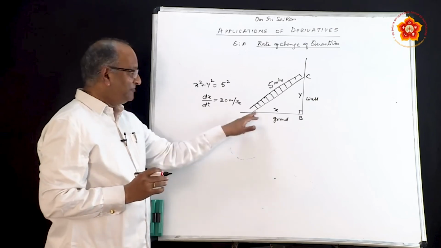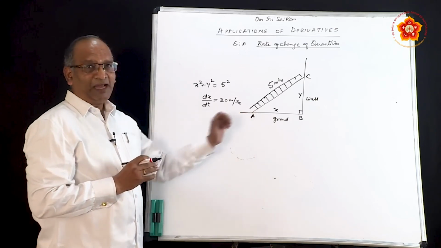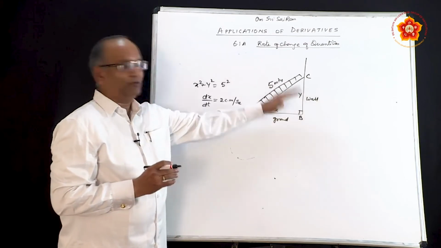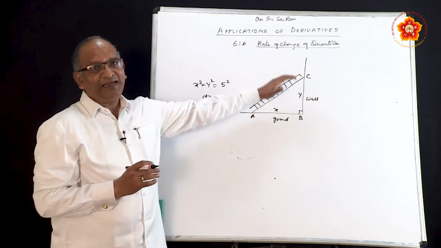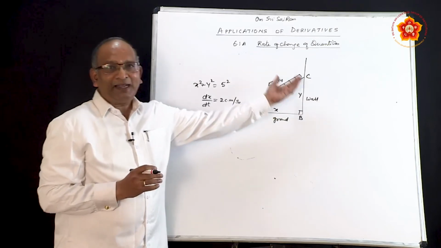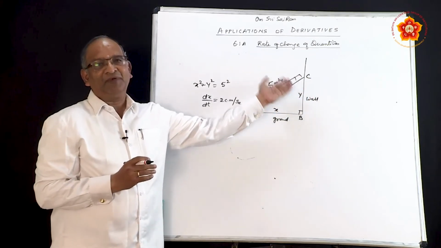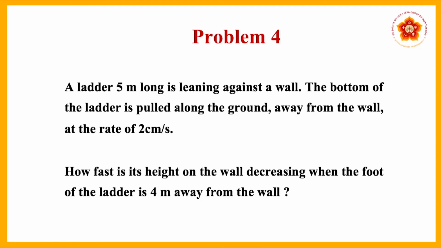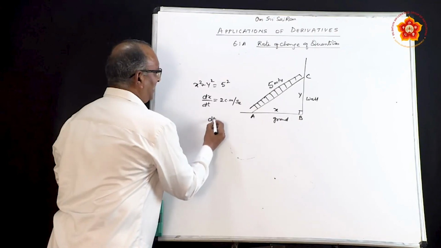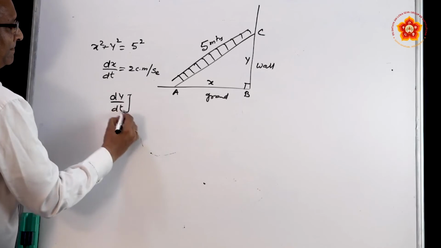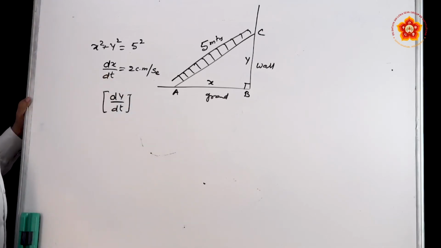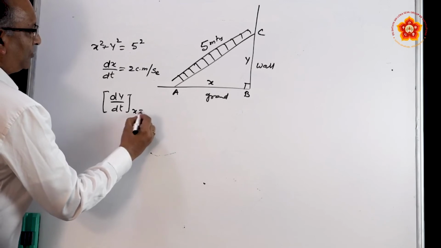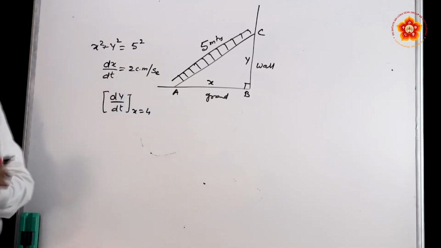What will happen if the ladder is pulled away? Automatically it will come down. The height y will decrease. He is asking at what rate the height will decrease. The second part of the problem is how fast is its height on the wall decreasing when the foot of the ladder is 4 meter away from the wall. We want to find out dy by dt when x is equal to 4. This is our question.